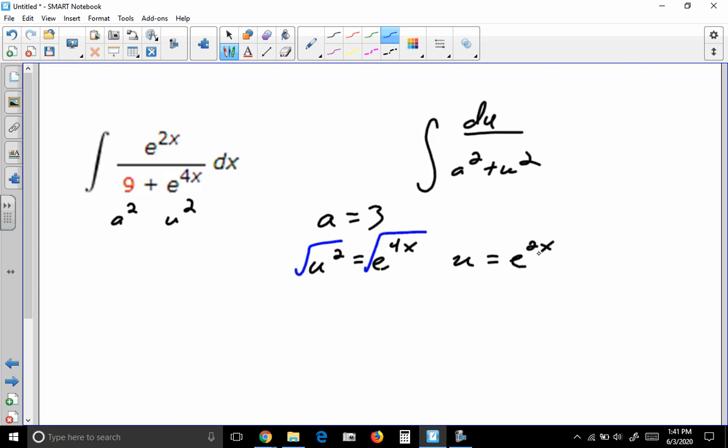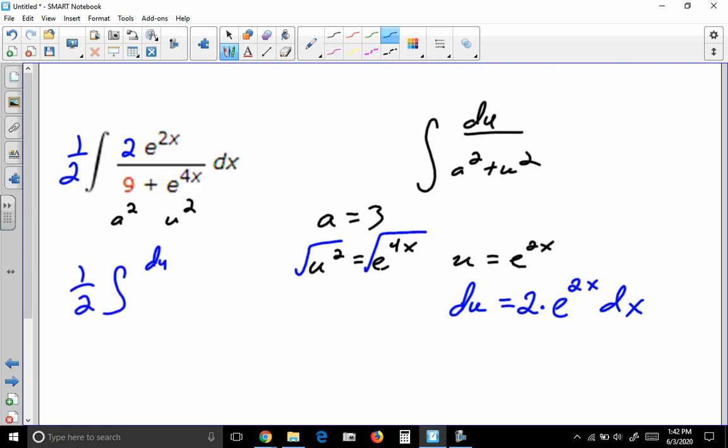So that would be u. du would be the derivative of that. So the derivative of e to the 2x, remember that derivative of e to the u is e to the u times u prime. The derivative of the exponent is 2, and that's dx. We have e to the 2x, we have dx, we need to multiply by it. So that gives us 1/2 the integral of du over a squared plus u squared.